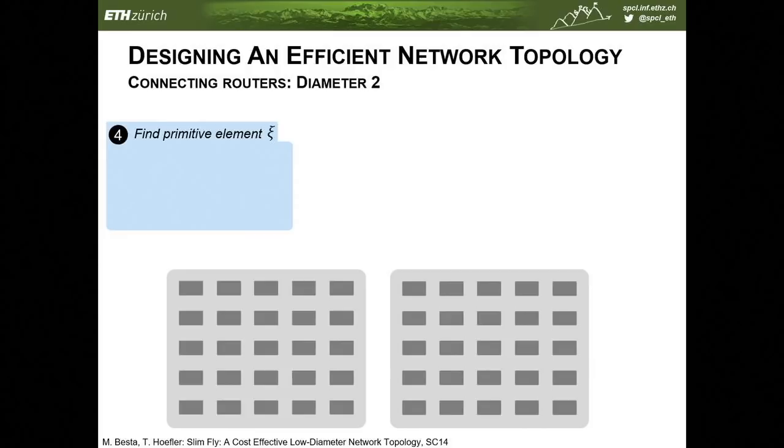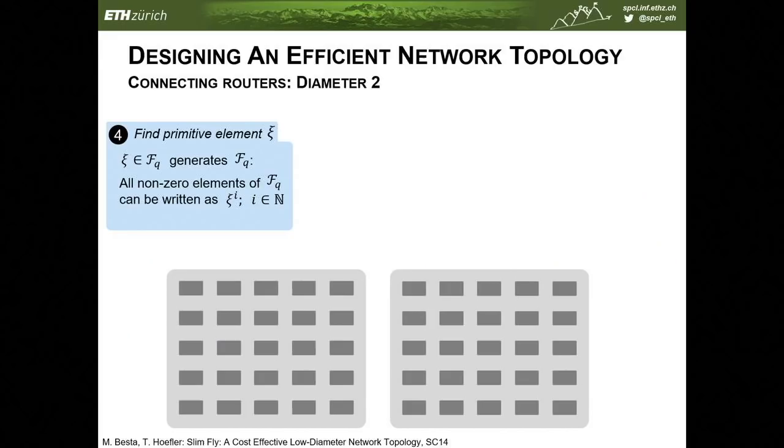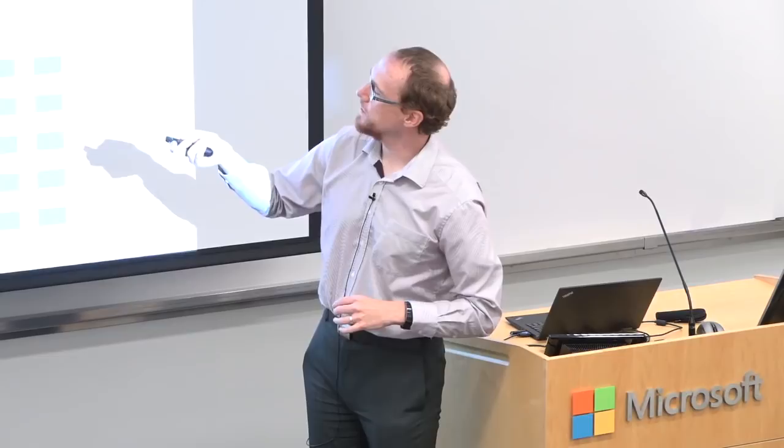Now, once we have found our prime power and constructed our finite field, for each finite field we can find a so-called primitive element. A primitive element is an element in a finite field that generates the finite field. That's again a tiny bit of group theory. What it really does is that all non-zero elements of the finite field can be constructed by taking that primitive element to some power modulo the size of the finite field. So we can basically write everything as eta to the i.